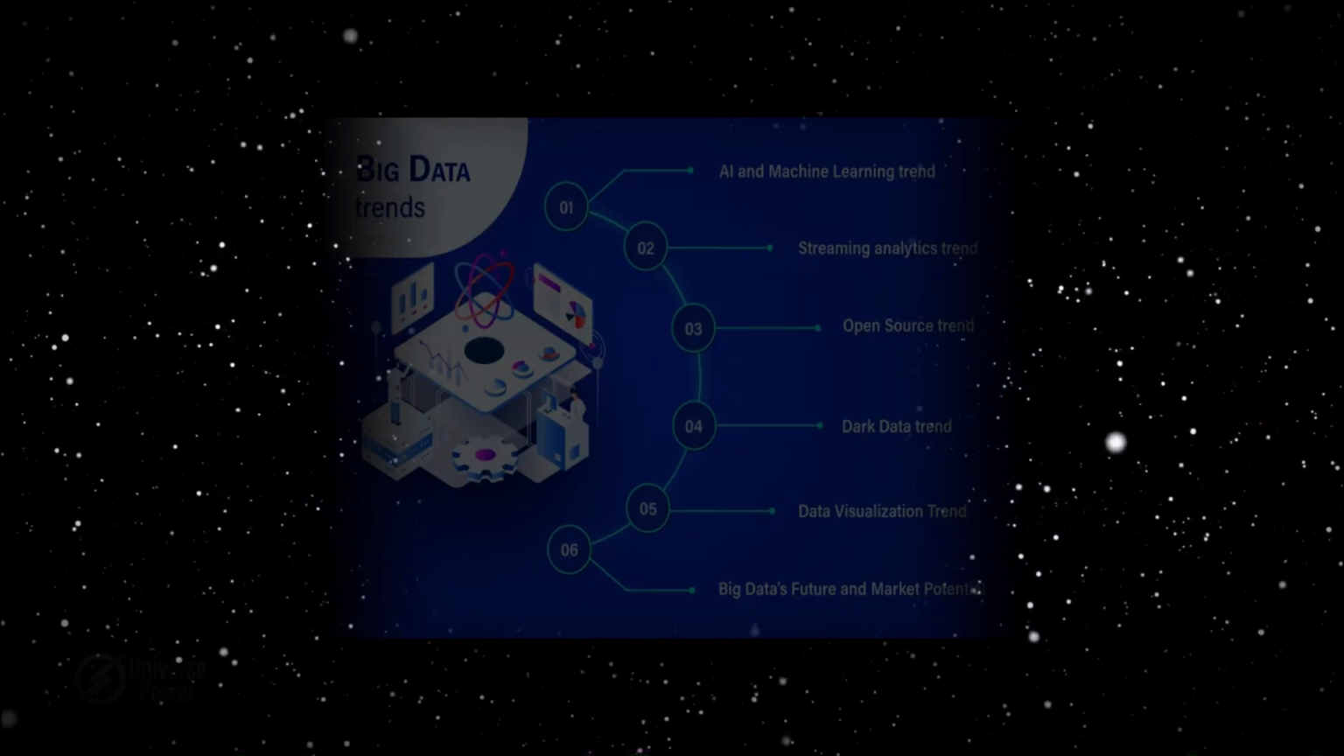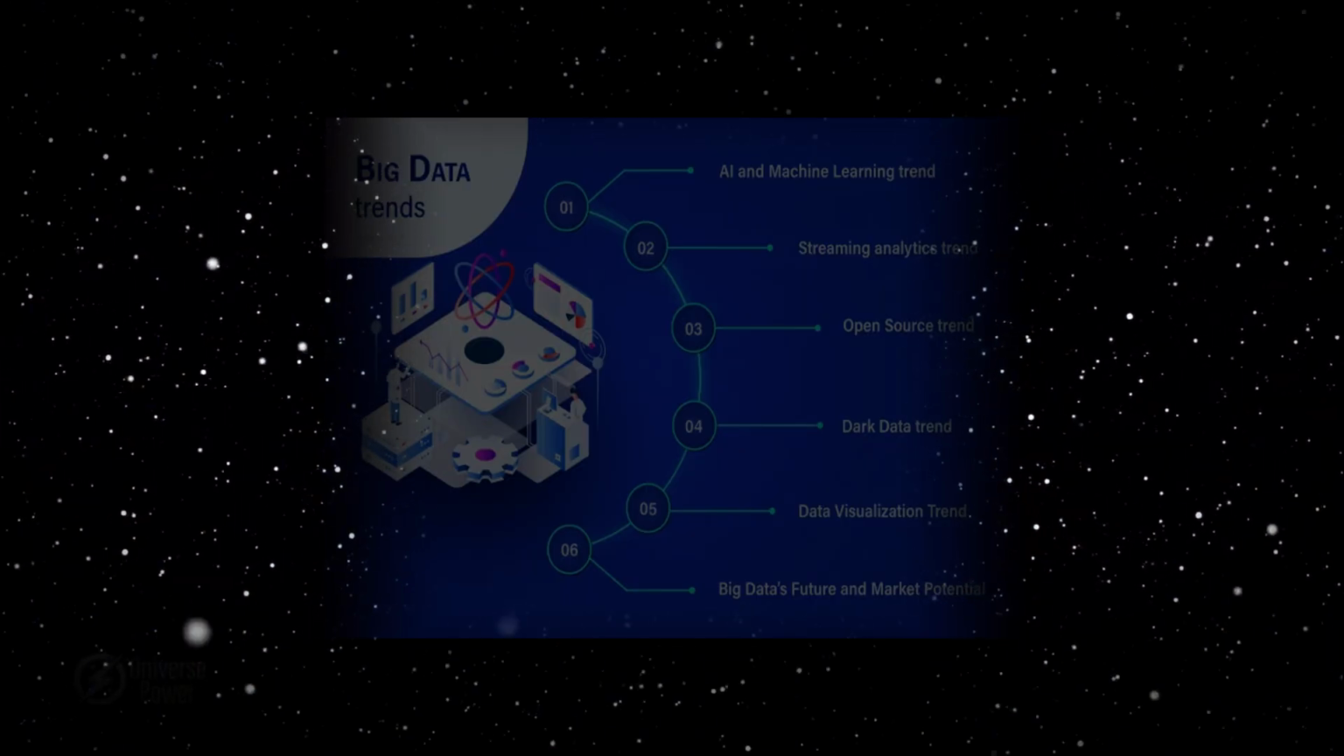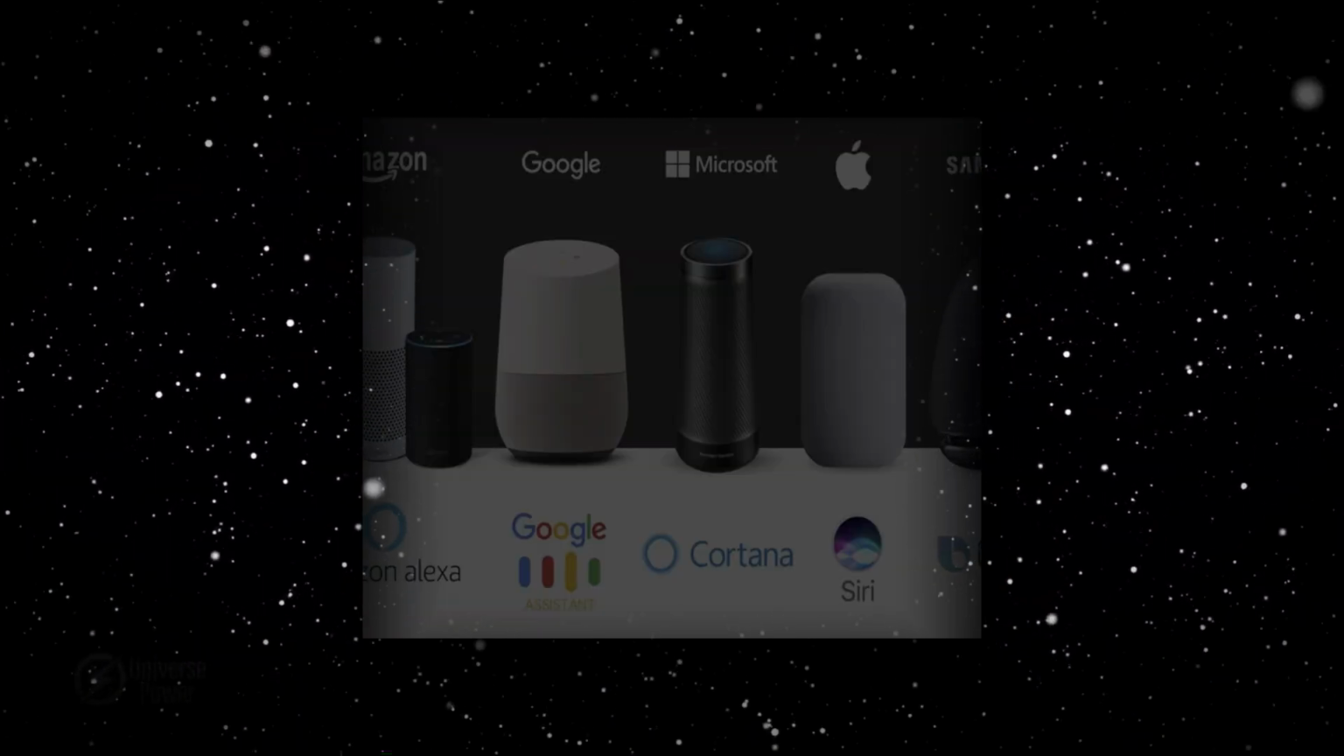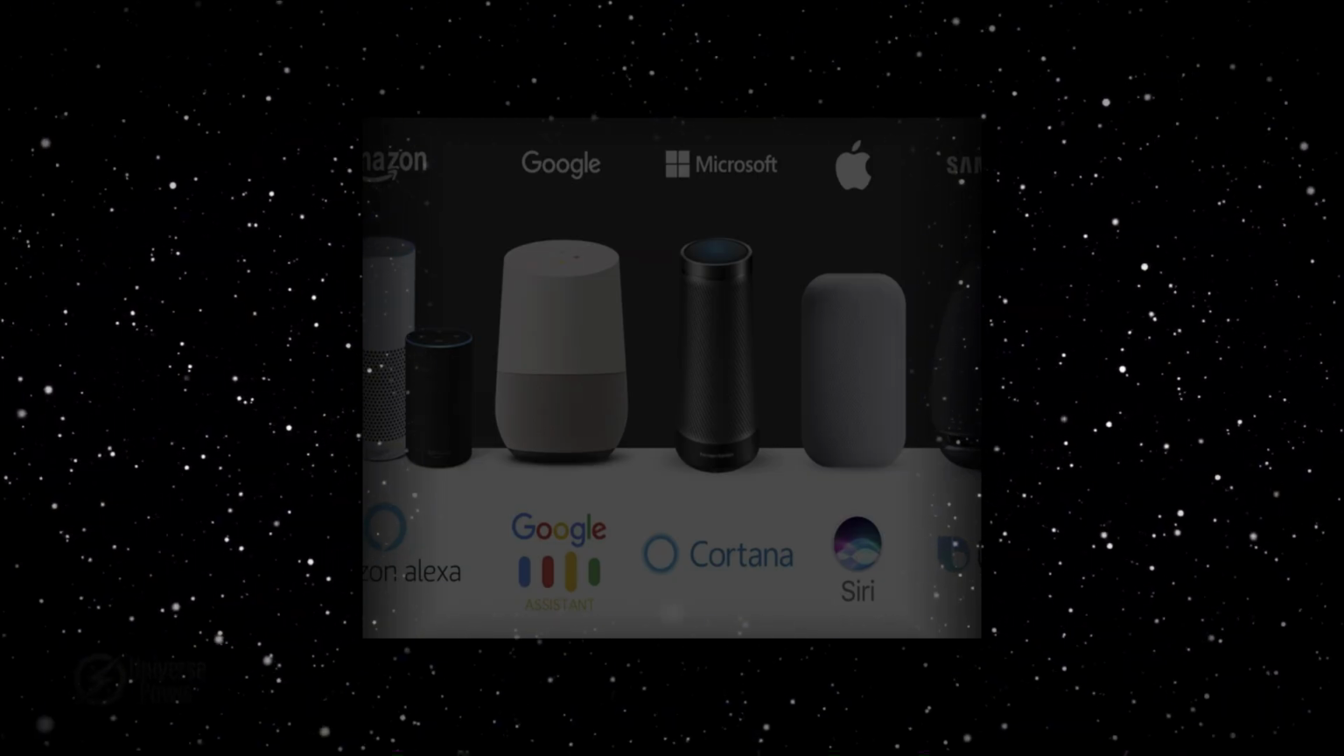Whoever controlled the data controlled the future. Level 61. Voice assistants: Siri and Alexa.